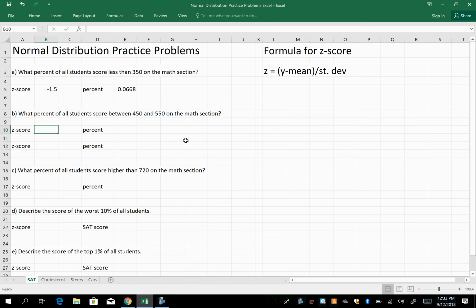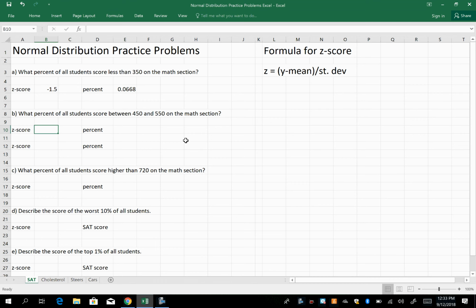Z equals, what's going to go first? 450. Very good. You should be writing this down. 450 minus 500 divided by 100. We'll get the actual number with Excel. What about for 550? 550 minus 500 divided by 100.